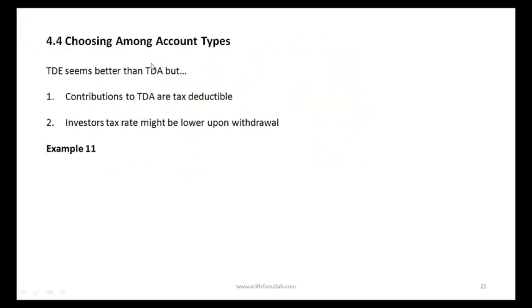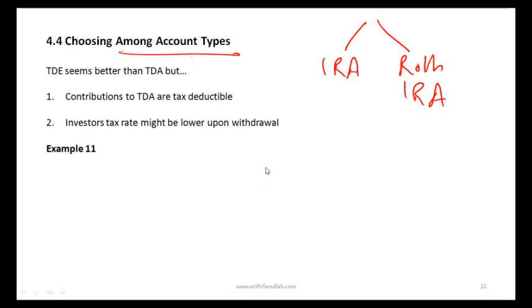Section 4.4, choosing among account types. Let's say that you need to make a choice, and many years ago I had to make this choice. When I was investing for retirement, I could either put my money in an IRA or in a Roth IRA. Obviously, to make this choice, you need to try and figure out that when you retire and you take out money, after taxes, where are you better off? Is it obvious which one is better?